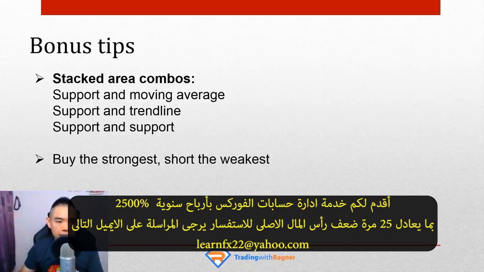And the next tip that I have for you is that you want to buy the strongest and short the weakest. So what I mean by this is, let's say for example the stock markets. Based on my research and my own backtesting, and also based on academic research, I find that stocks that have moved the most in price, let's say over the last 50 weeks, are the stocks that tend to outperform the market.